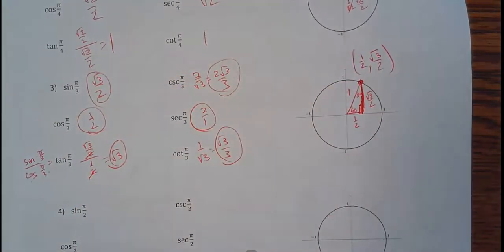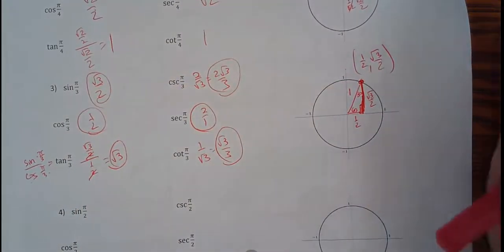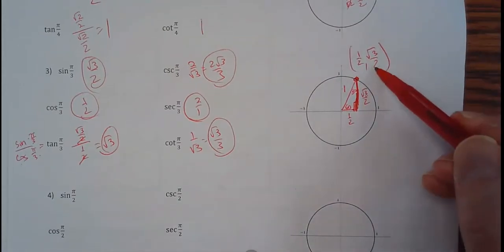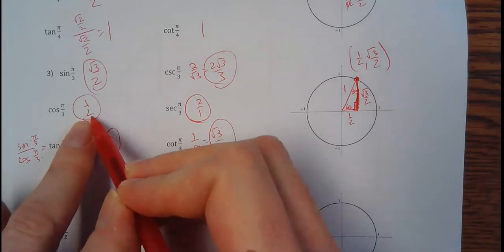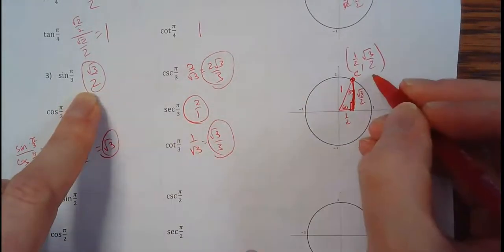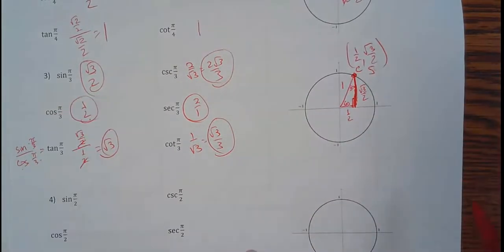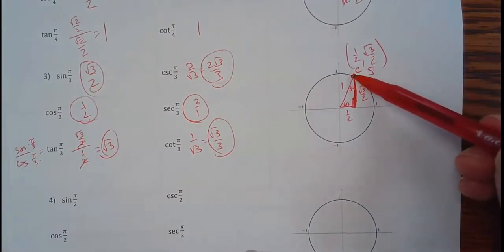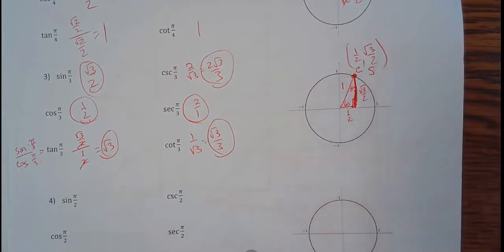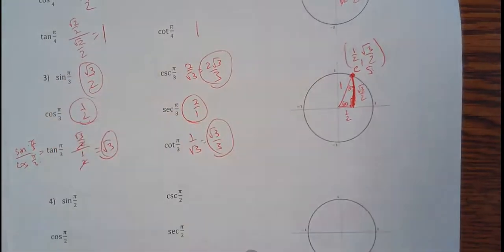I'm not sure why I'm circling them, but there I did. So there's our answers. Something I want to point out, it's kind of easier to see on this one, but 1/2 was actually the cosine, and radical 3 over 2 is actually the sine. So it's almost like these coordinates, the first coordinate of that point is your cosine ratio, the second coordinate is your sine ratio. We typically say sine first, sine, cosine, tangent.